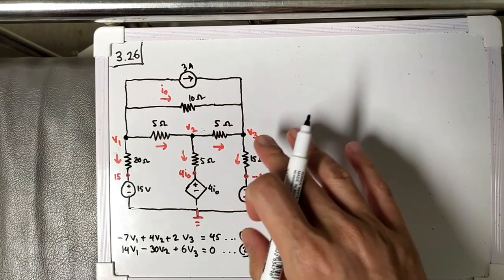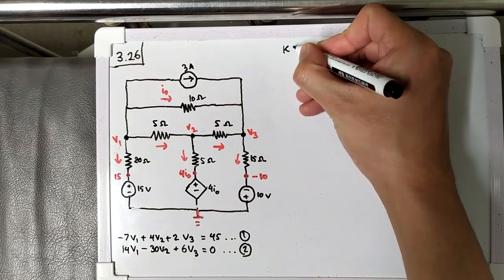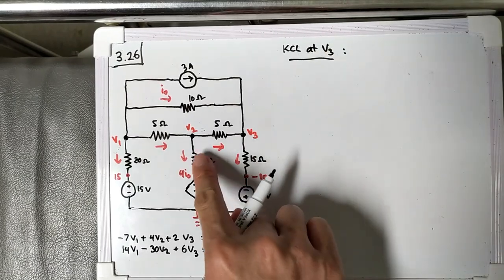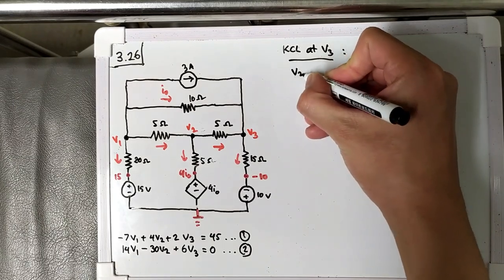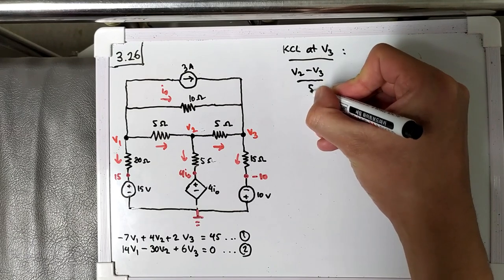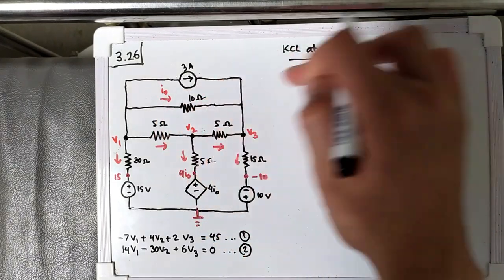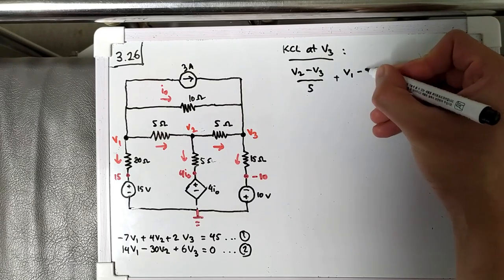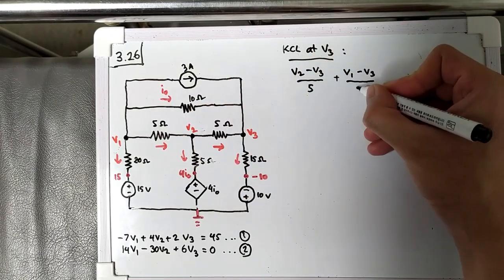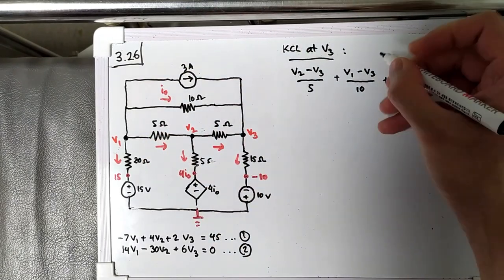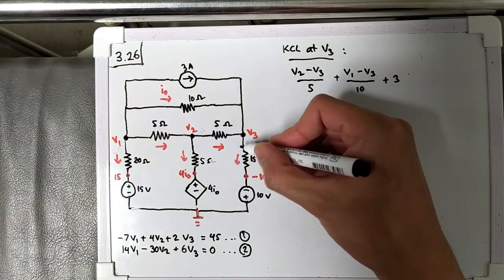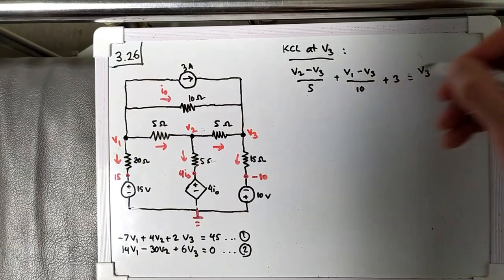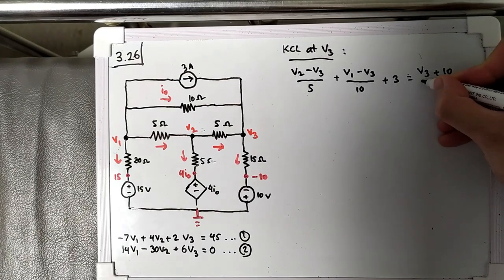Okay, let's continue. So we start by using KCL at node V3. KCL at V3. Current that goes in is only this one, V2 minus V3 divided by 5, or it's not only that one, it still has this one and that one. So I will have plus V1 minus V3 divided by 10, and then this current, it's plus 3, and the current that goes out is only this one. So I will have V3 minus minus 10 is plus 10 divided by 15.